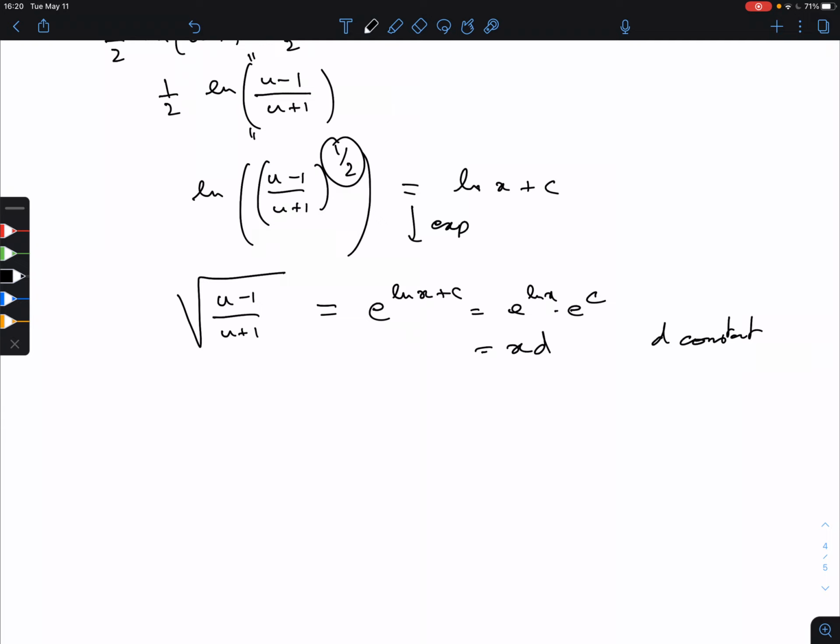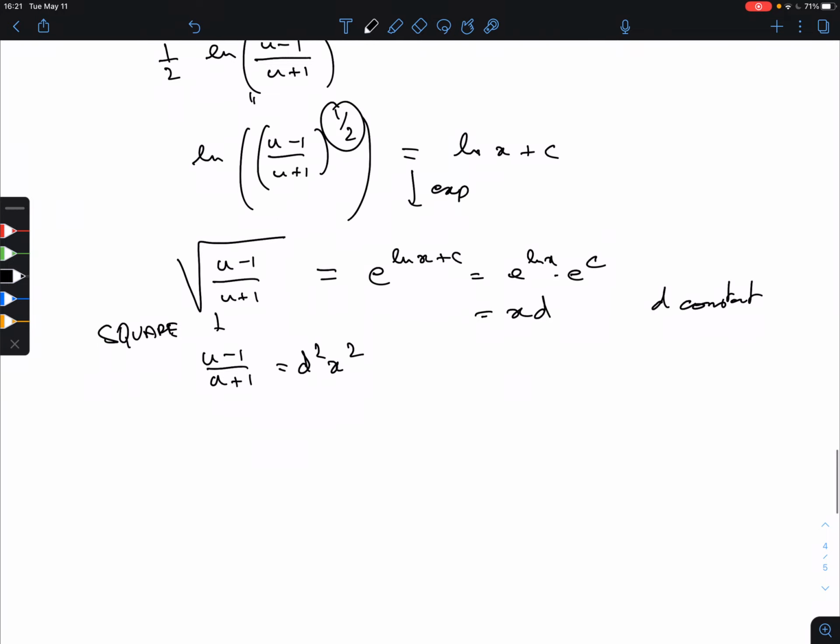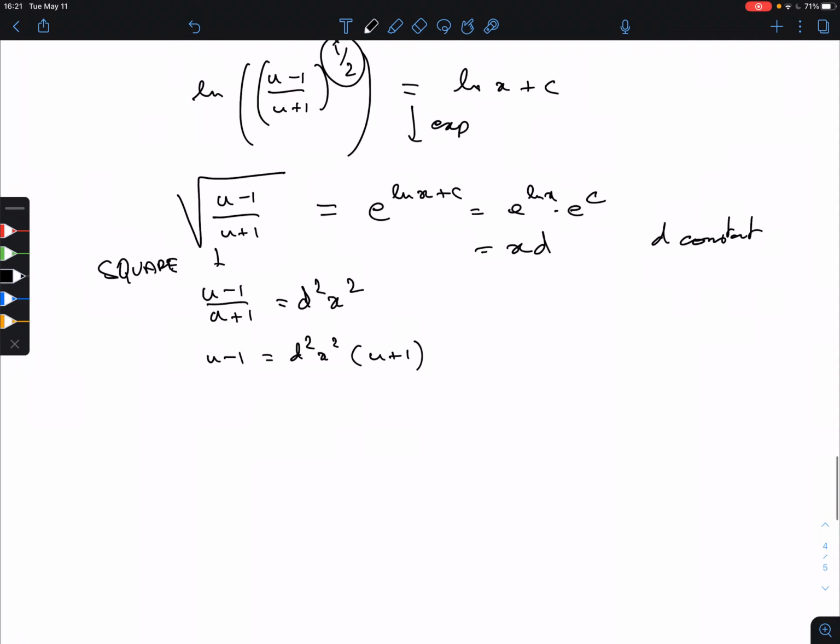Now we still have to solve for u, so we have to square both sides. So u minus 1, u plus 1 equals d squared x squared. Now we could replace d squared by some constant, but let's keep going. We have to solve for u, so cross multiply, and then bring the u terms to one side and the non-u terms to the other side.